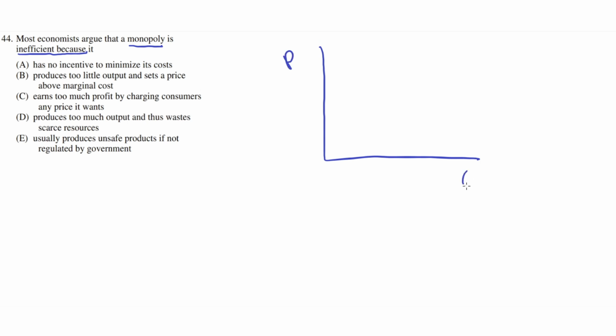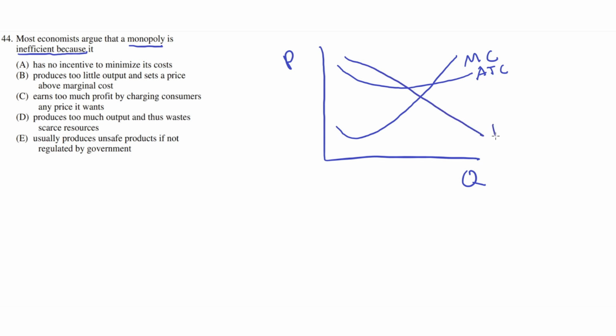So this would be price by quantity. This is marginal cost. We'll represent that with MC. Then we'll draw average total cost. Then this would be demand, a downward sloping graph. Then this would be marginal revenue, because marginal revenue does not equal demand for a monopoly. And we don't need to draw average variable cost because it is not important here.